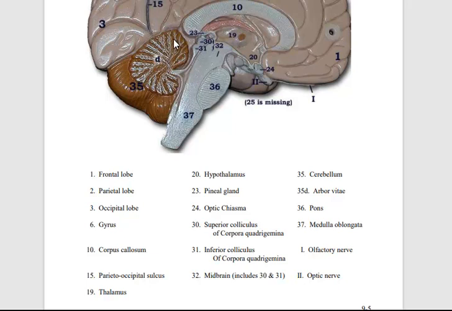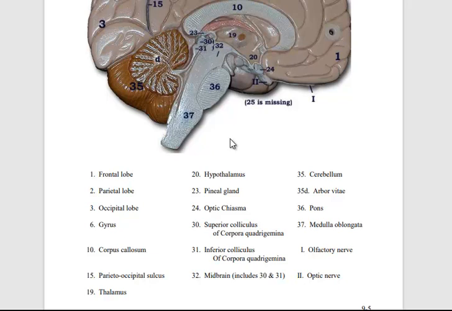And then if we go right in through here, we've got 30, 31, and 32. So 30 is superior and 31 is inferior. The closer you are to the top of the head, you are considered to be superior, and if you are below it, you're inferior. So that's the easy part, superior and inferior.